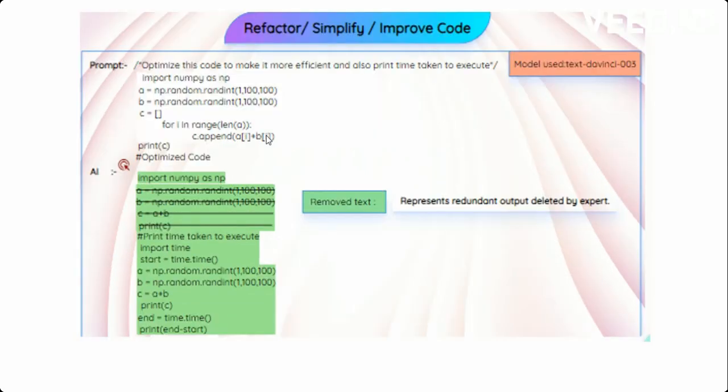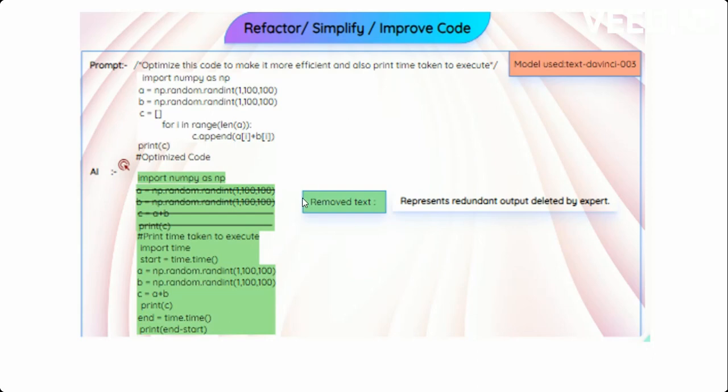One thing done, and next, refactor, simplify and improve the code. We can give the code and ask it to optimize it to make sure it works efficiently, print the time taken to execute, and also reduce the execution time. It will alter or refactor the code.